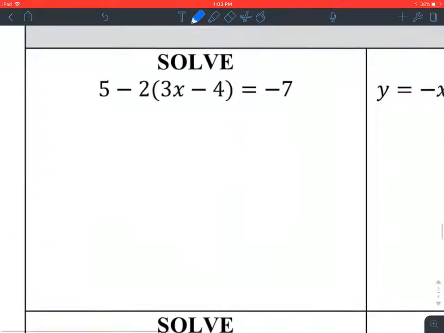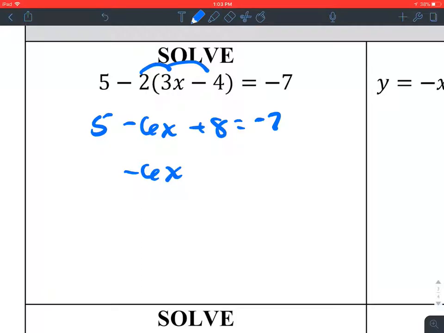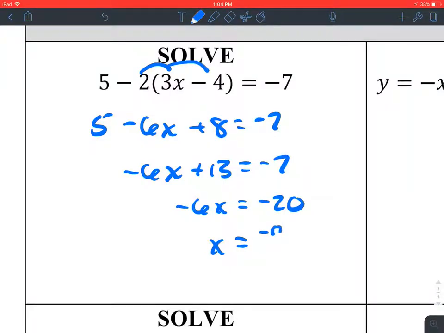So almost finished. To solve this equation, we're going to distribute the -2. We get 5. -2 times 3x is -6x. And -2 times a -4 is a +8. Trying to combine like terms. A 5 and an 8 are like terms. That's going to give us 13. If we subtract 13 from both sides, we get -6x is -20. If we divide both sides by -6, we get -20 over -6. That reduces to 10 thirds. That's a lot of thirds, to be honest with you.